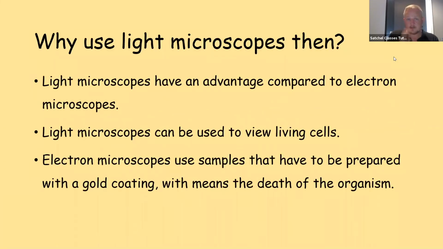Problem is, light microscopes have one advantage over an electron microscope. Light microscopes can be used to view a living cell. For an electron microscope to be used, we have to prepare whatever we're viewing, the sample, with a gold coating. If that's a living organism, then coating it with gold in order to see it under an electron microscope will kill it. So we can't use it to see a living organism or to see living processes occurring in real time, where we can with light microscopy.